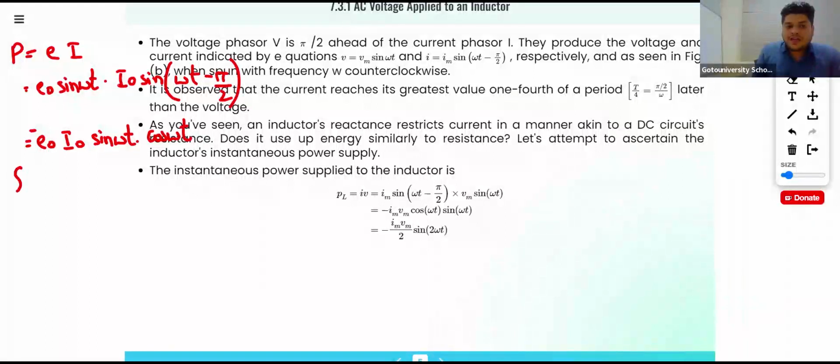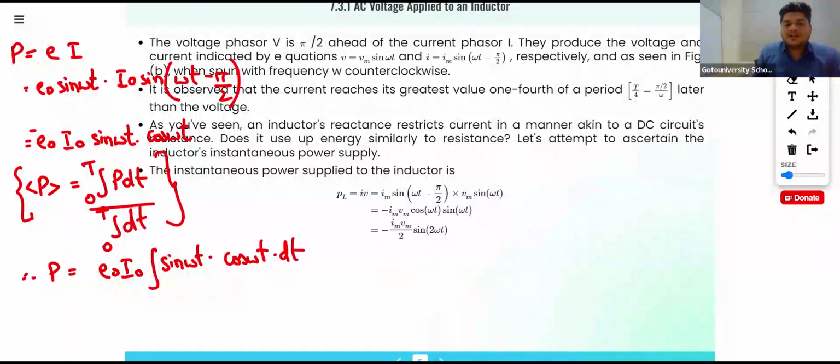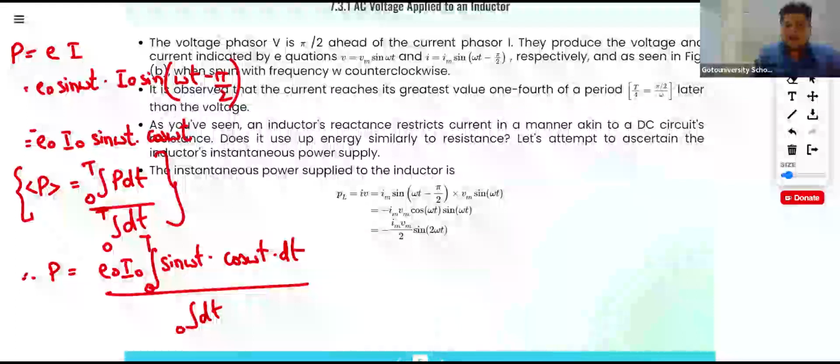If you speak about the average power, this will be equal to the integration of p dt over the integration of dt, from 0 to T. So P will be equal to E naught I naught, which comes out of the integral, times the integration of sine omega t into cos omega t dt over the integration of dt, with the integration lying from 0 to T.